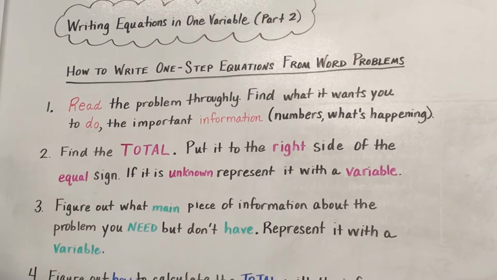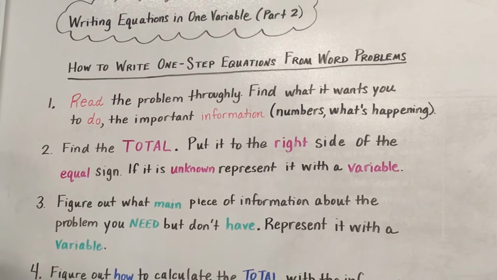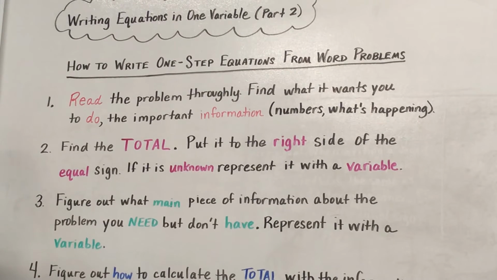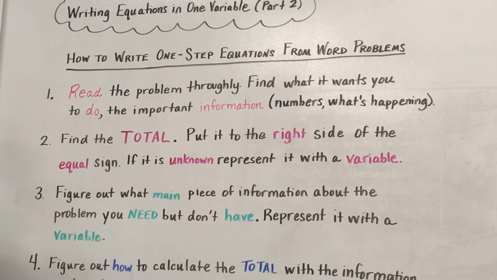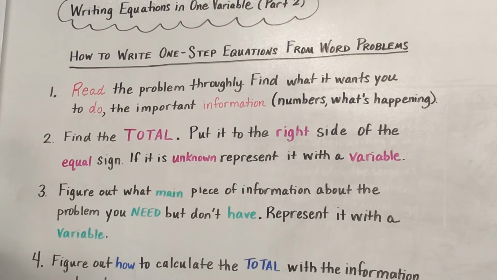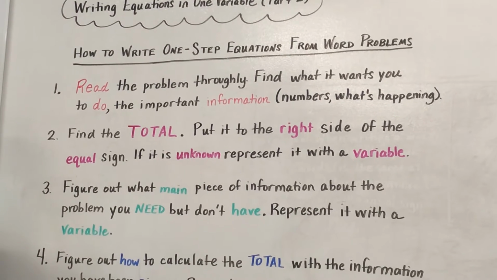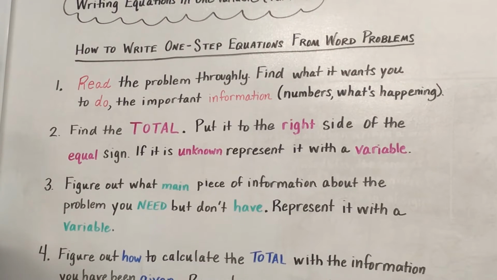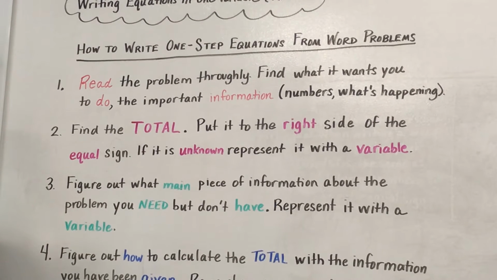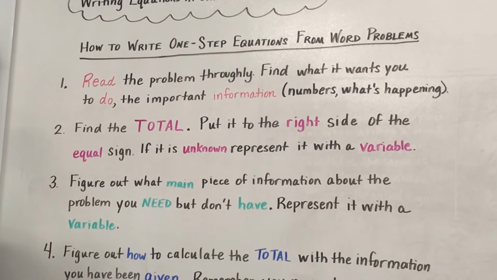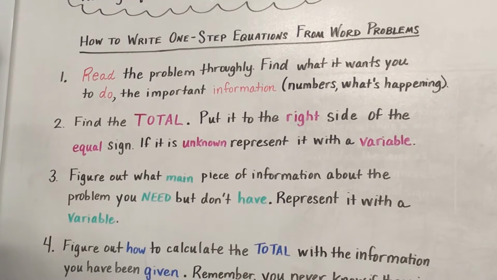Figure out what it's asking you to do and identify the important information like numbers and what's happening in the problem. Then you want to find the total. The total is going to go on the right side of your equal sign. You have to have an equal sign in there because it's going to be an equation. If you don't know the total, you're going to have to pick a variable for the total. If you do know the total, then you're going to have to find out what is the piece of information that I don't know, but that I need to know, and you're going to represent it with a variable.